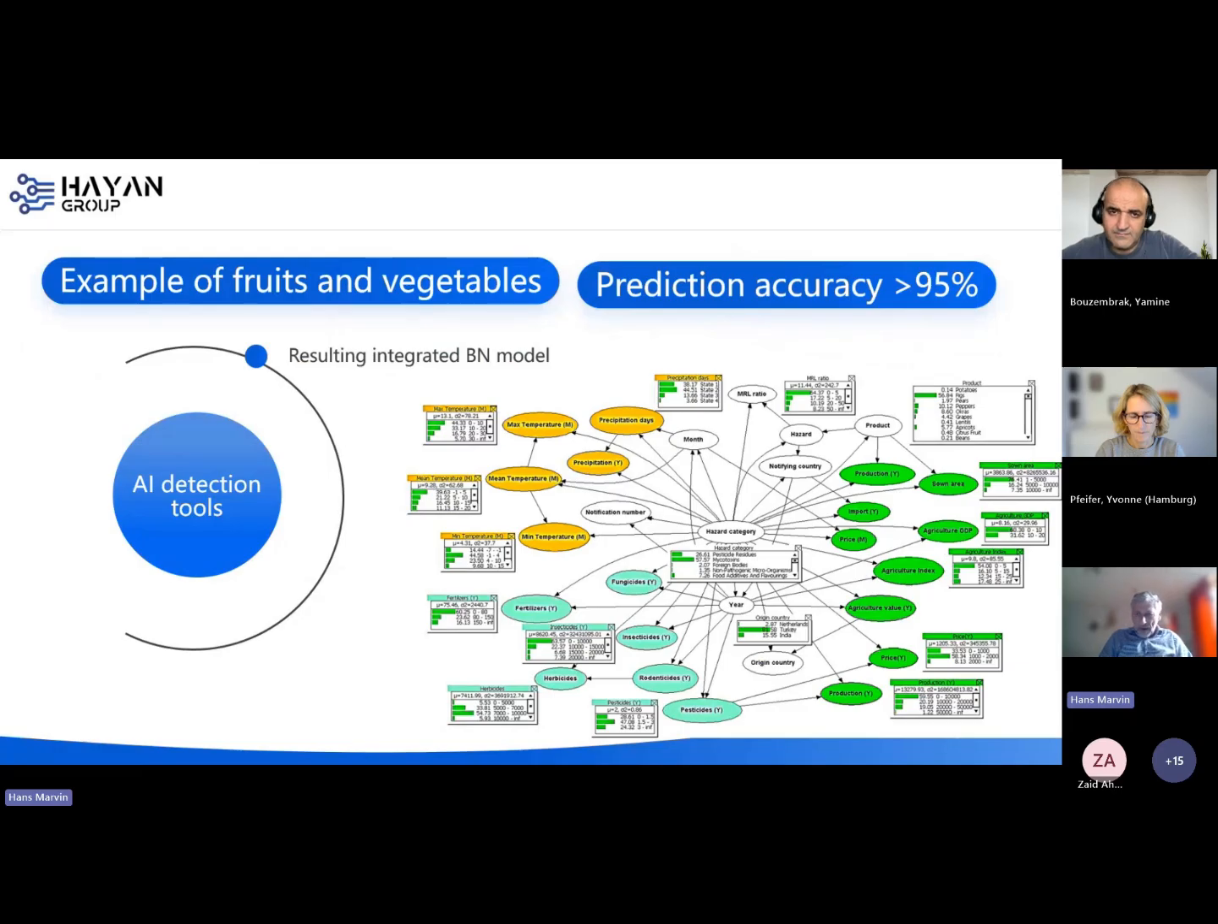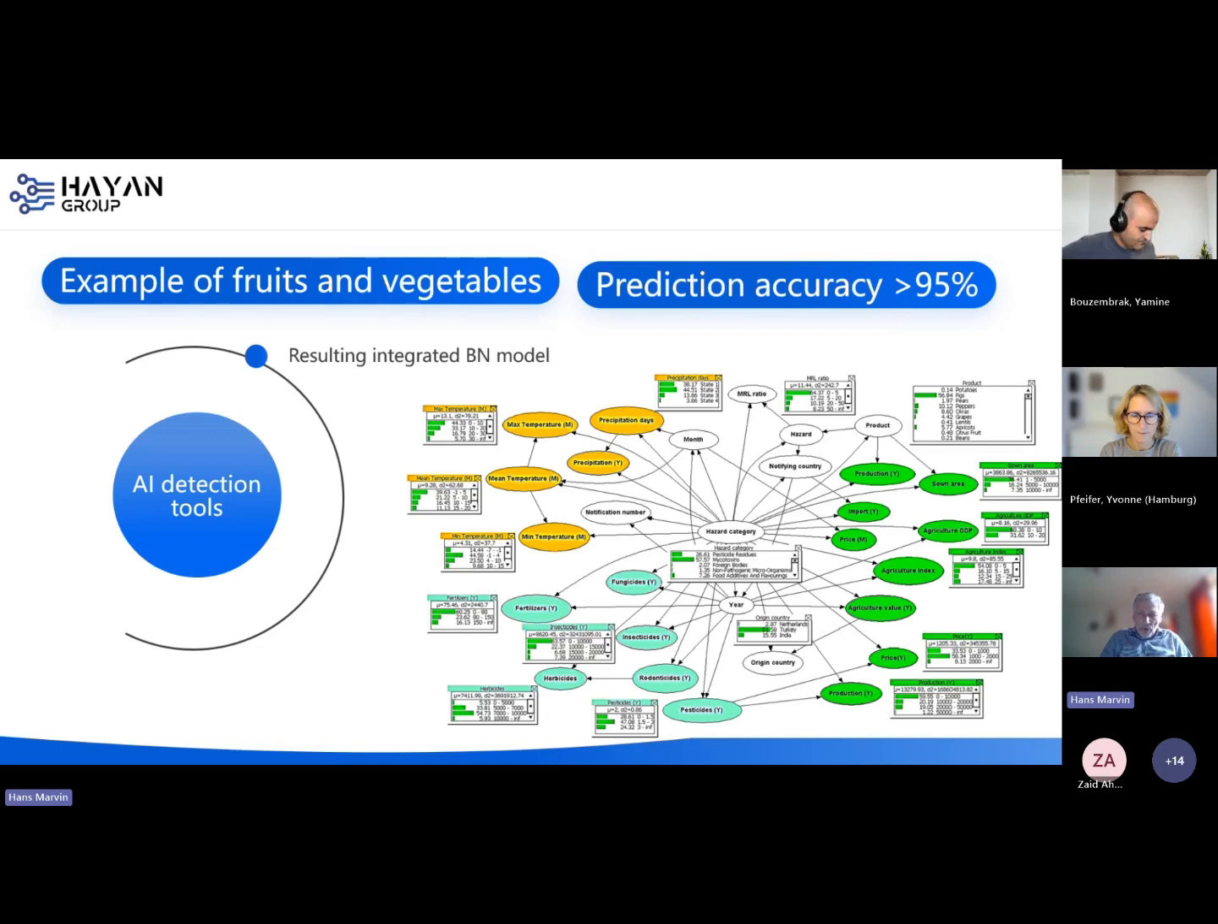So on the right, you see this graph. It's a typical Bayes network model where these spherical ellipses are each a factor with different colors. The green ones are agricultural ones, and the yellow ones are the climate factors, and the other ones are agricultural. In the center, you can see the hazard category.